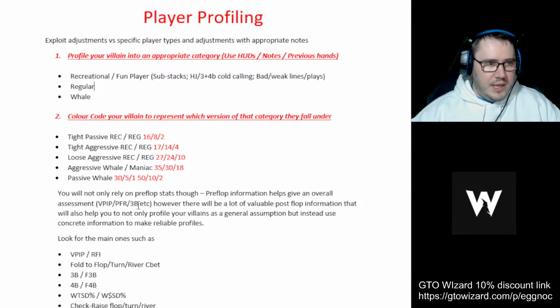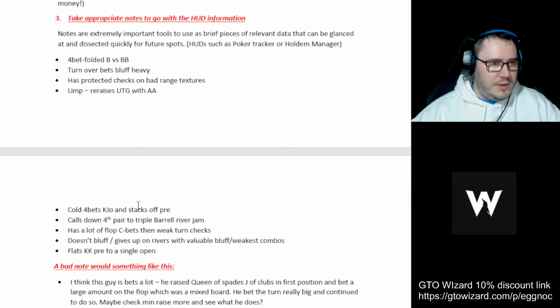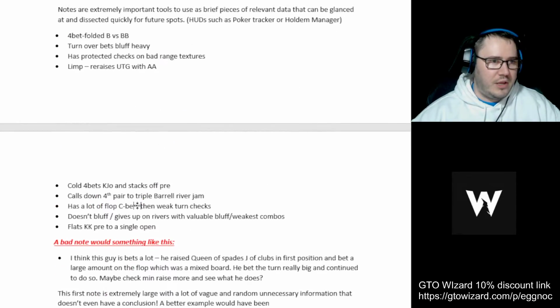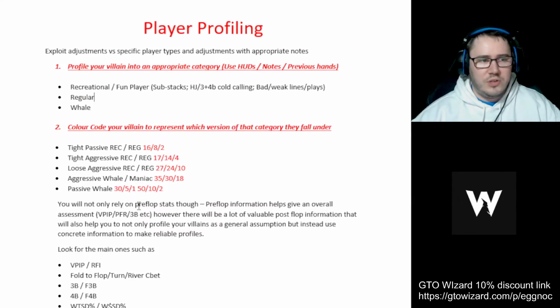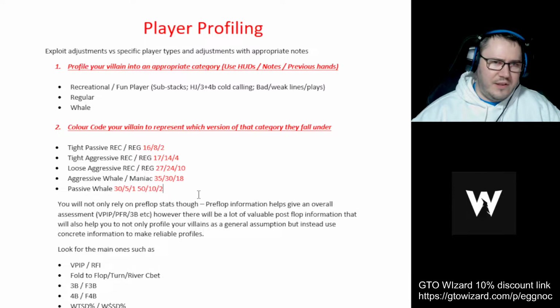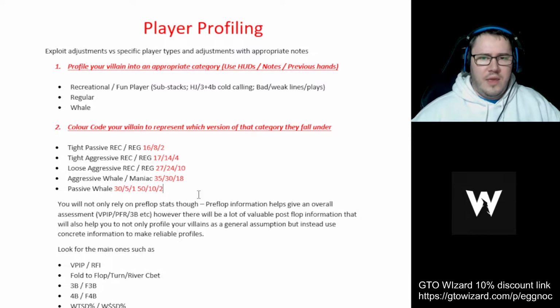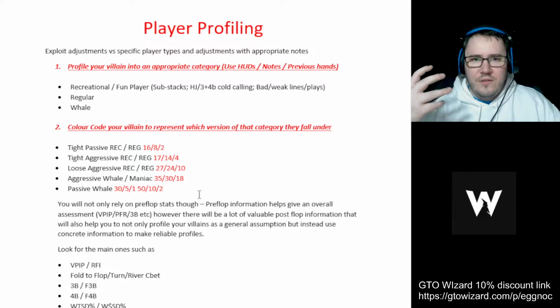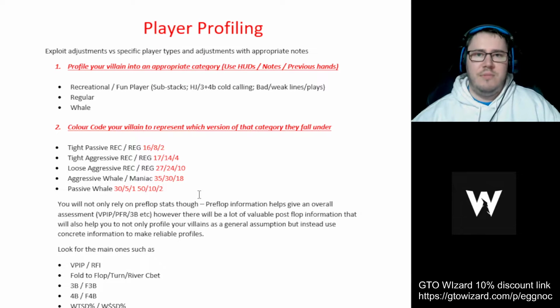So what we're going to be doing in this little document here is looking at how to profile villains by color coding them, adding notes, marking them, what to look for, and also how to identify villains, how to categorize them, and a good way of using that information and putting it in clearly for in-game real-time use.